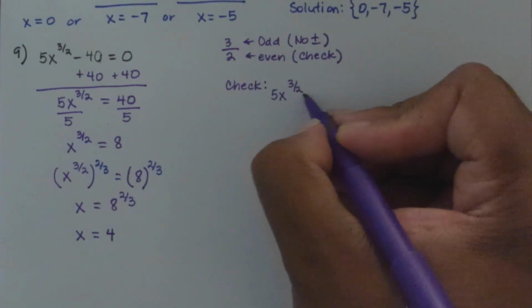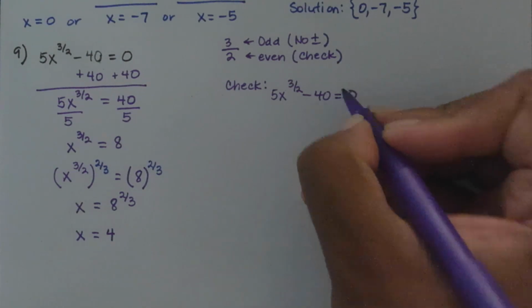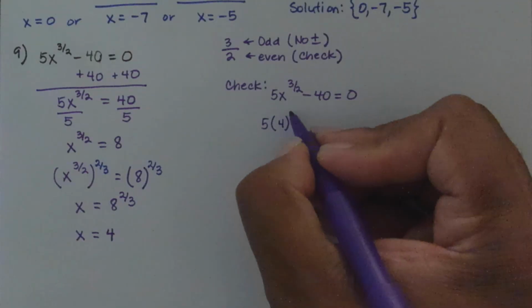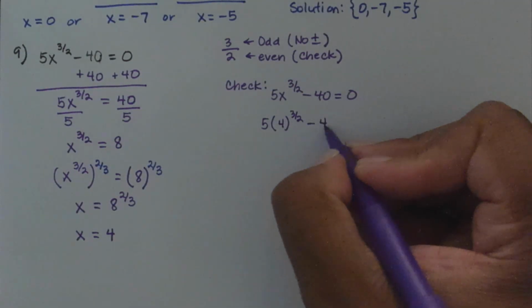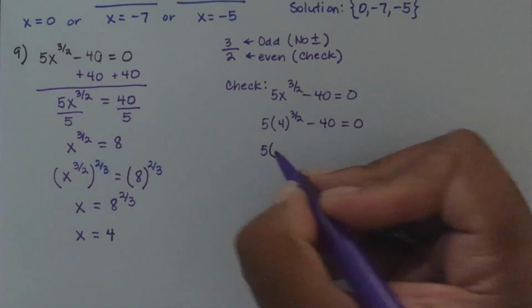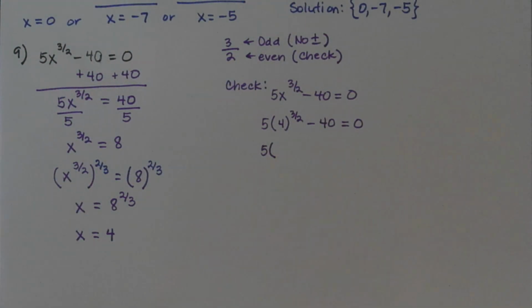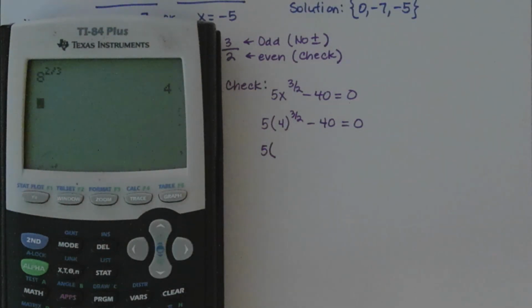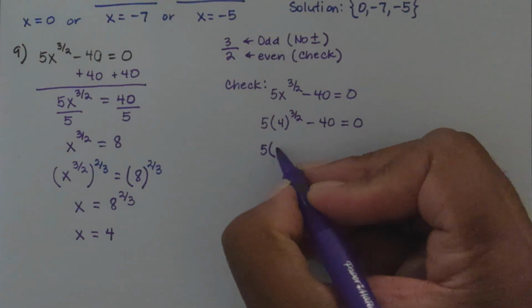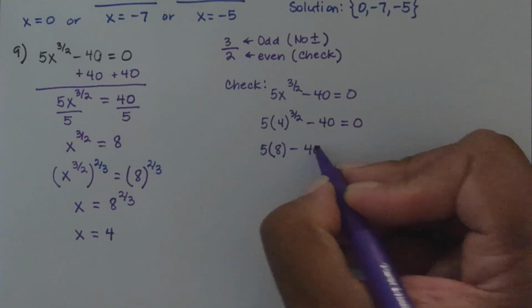I'm going to rewrite the original equation and then substitute the x with the 4. So it'll be 5 times 4 to the 3/2 minus 40, and note that's equal to 0. Now I'll go ahead and do 4 to the 3/2 on the calculator. So it'll be 4, then the hat key, 3 divided by 2, would be 8. So I have 5 times 8 minus 40 equal to 0.